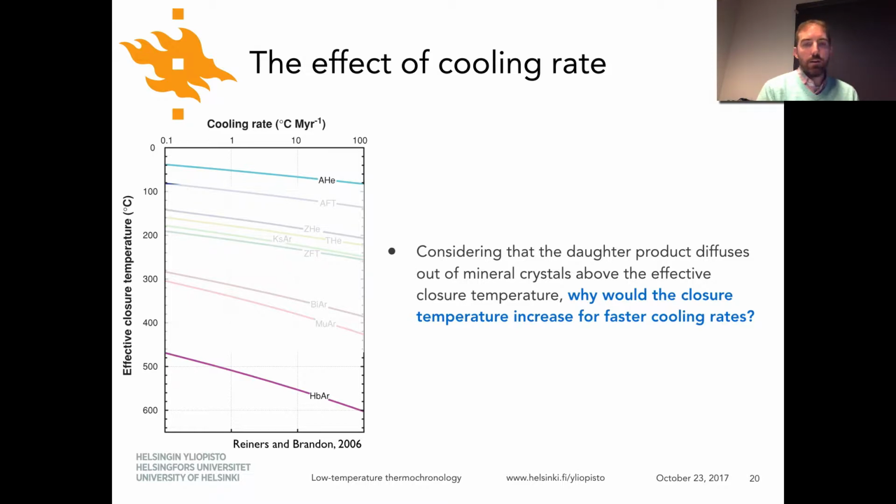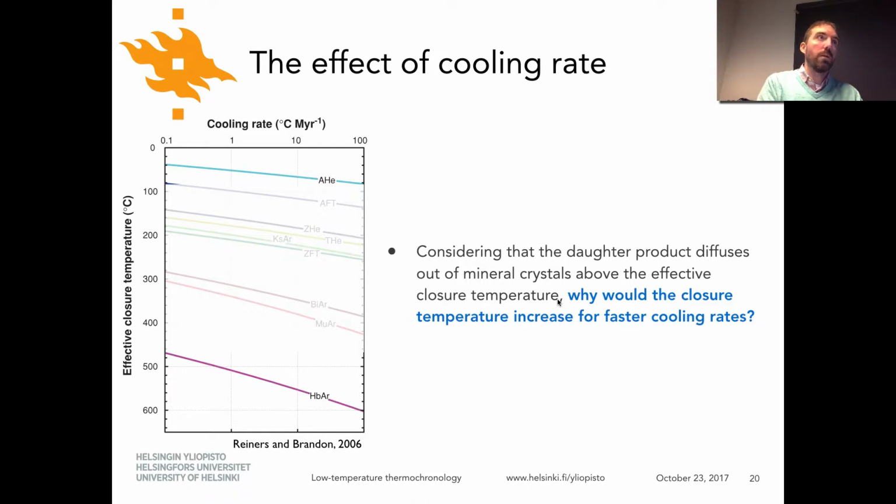So I've got another question for you here. If we consider that the daughter product is diffusing out of the crystal, well, essentially, I guess we've already answered this question: why would the closure temperature increase for faster cooling rates? I hadn't anticipated answering the question about the partial annealing zone when I made the slide, but we've basically covered this, right? As you cool more and more rapidly, there's less time for diffusion to take place at a given temperature. So if you're cooling at an extremely slow rate, you're at higher temperatures for a longer amount of time, and so the daughter isotopes can migrate a longer distance at that higher temperature.